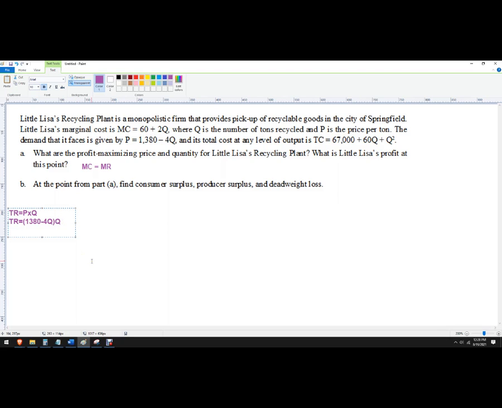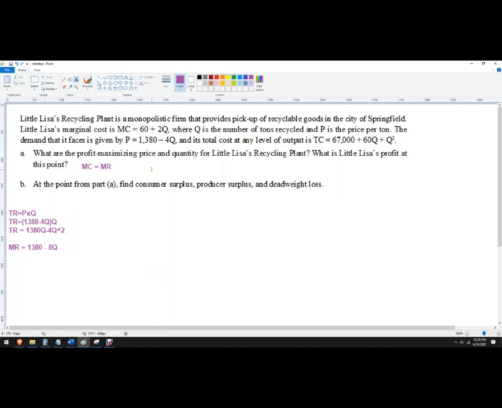Okay, so doing that a little bit faster, it's just 1380Q minus 4Q squared. Now to take the partial derivative of that to get the marginal revenue, we just do 1380 minus 8Q. Okay, so there's our marginal revenue. So now we're just going to set both of those equal to each other, and then you can go ahead and solve. But we're going to use a graphing calculator to do this.